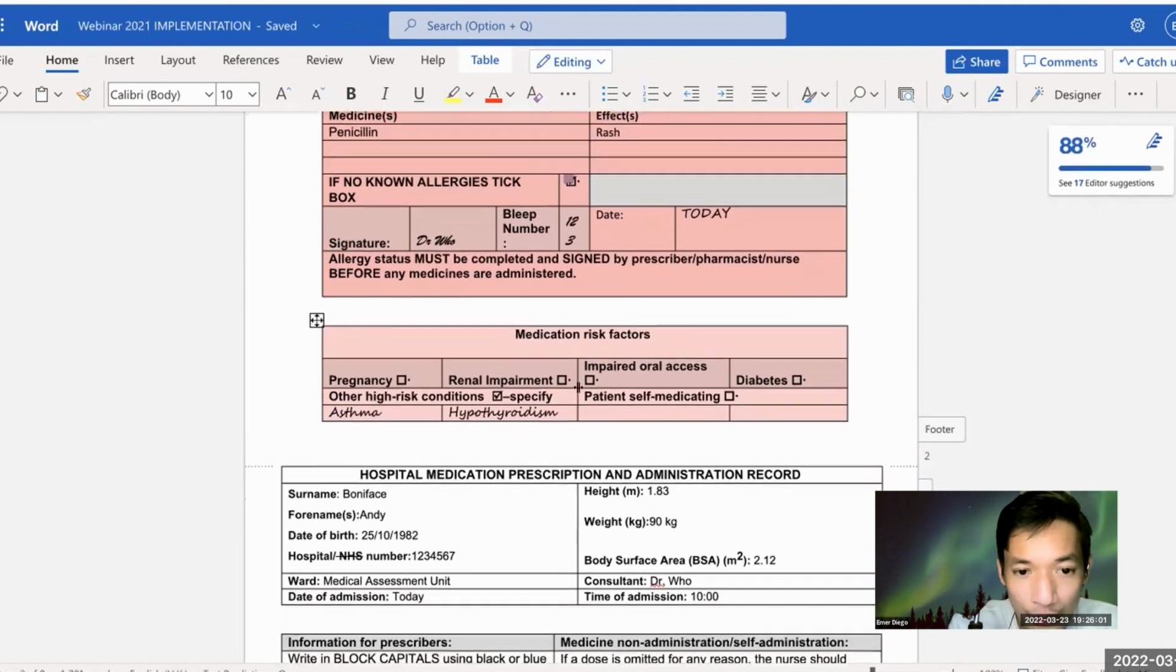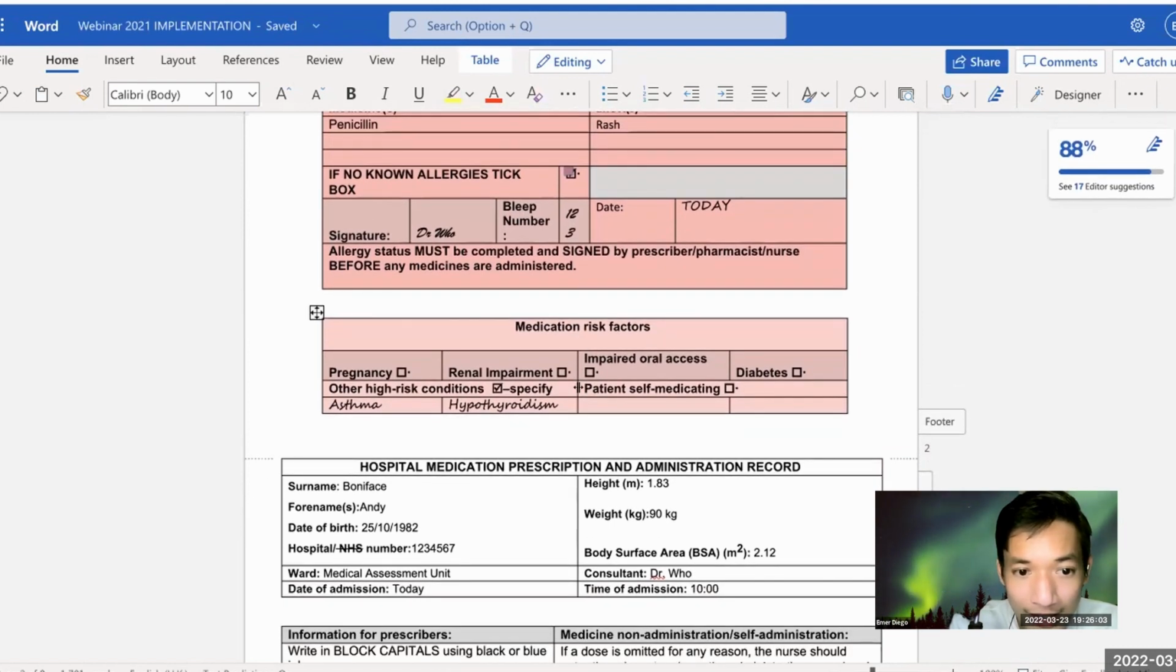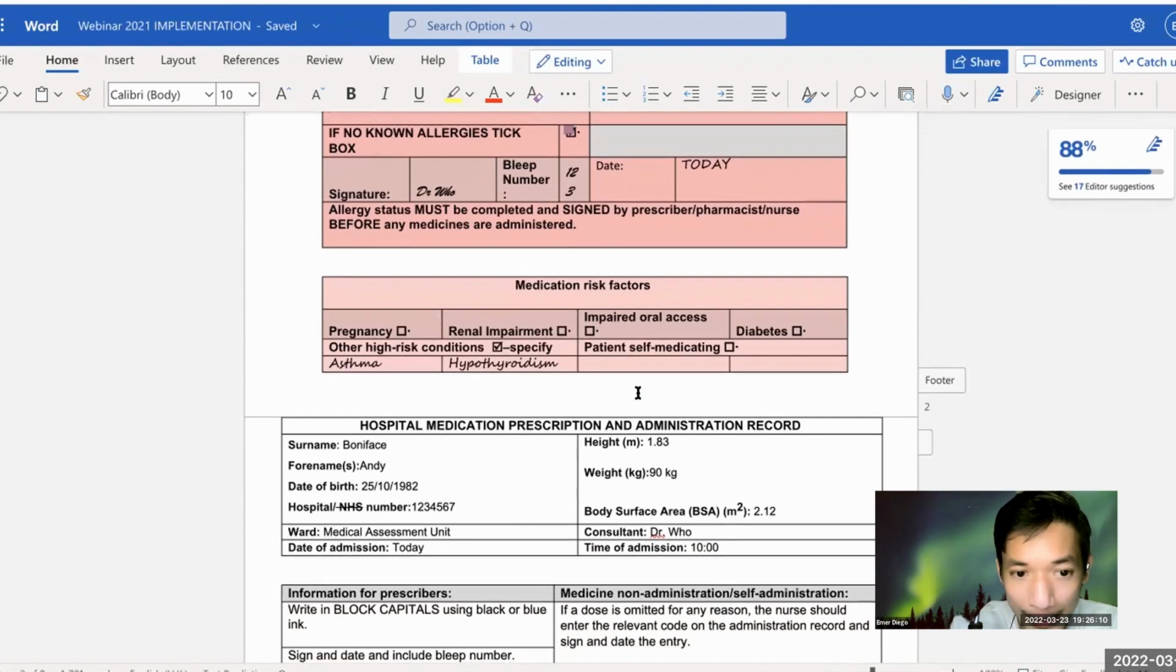Next is your medication risk factors. The patient is diagnosed with asthma and hypothyroidism. I will give you a tip, guys. For the medication risk factors, remember, this information reflects the patient's past medical history. So these two items in front of you may suggest that one of your medications is intended for this. One or a couple of the medications might be intended for asthma and hypothyroidism.